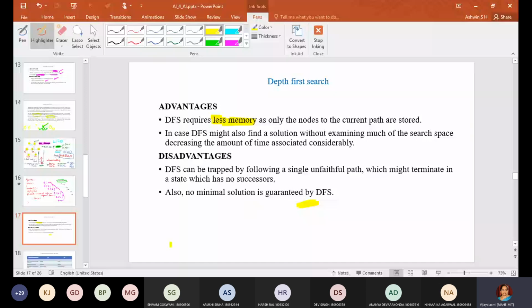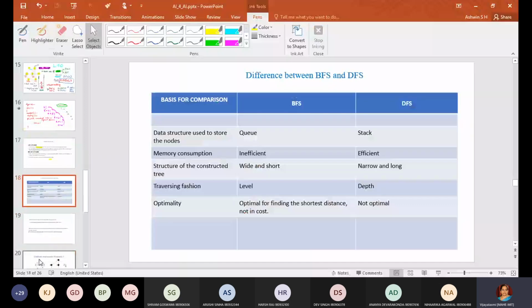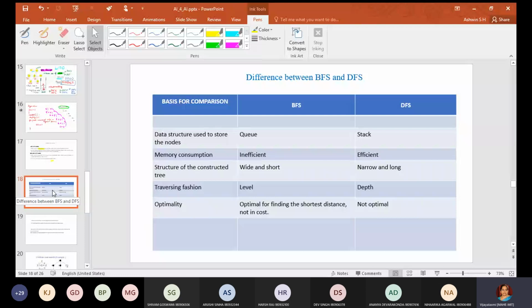Then one more, I hope all of you have understood BFS and DFS. We have some 15 minutes more. I'll give you 2 problems. You can try afterwards. Okay, I'll try to finish whatever I wanted to do.